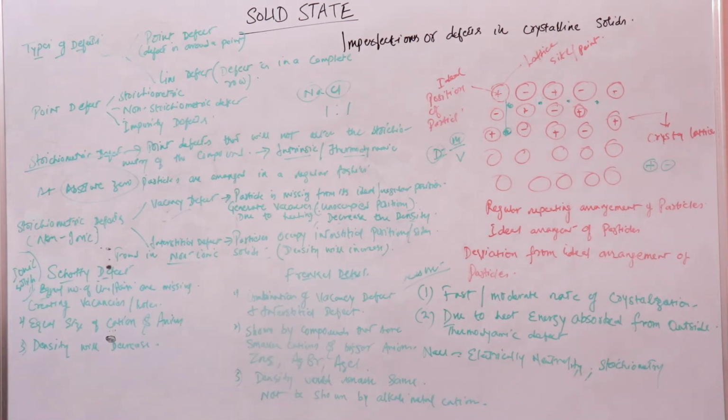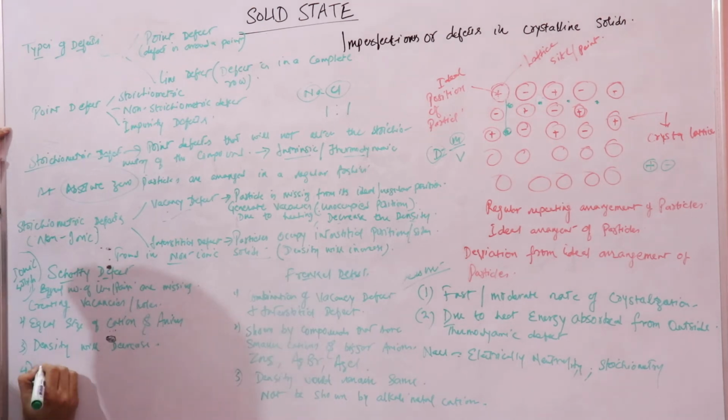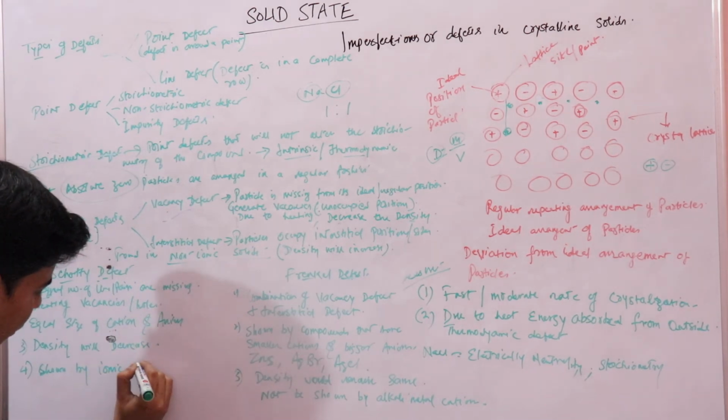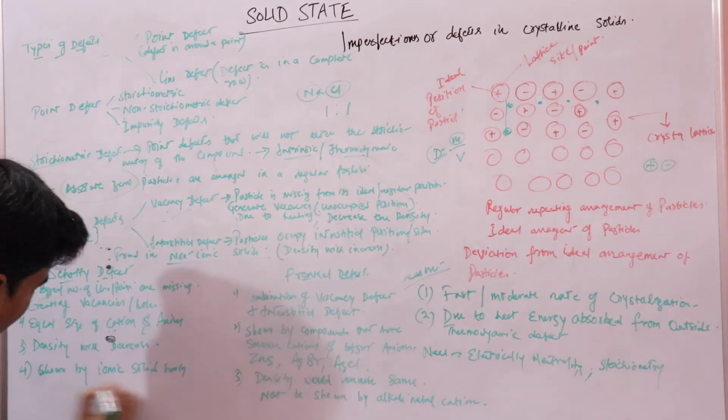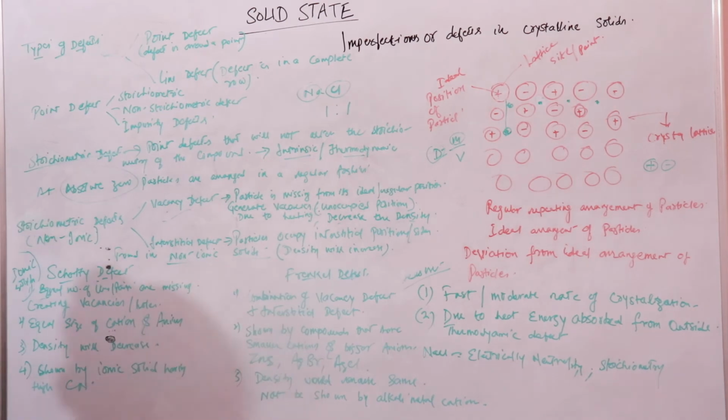And this is again an important point about the defect. One point of difference is that Schottky defect is shown by those compounds that are highly ionic, right? And have high coordination number. This kind of defect, the Schottky defect, would be shown by those ionic solids that have high coordination number, right? These are highly ionic solids that have high coordination number, right?